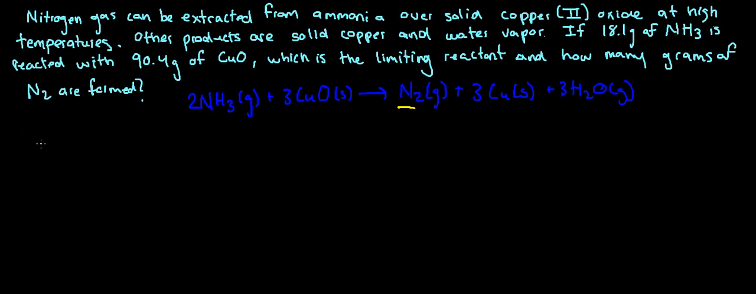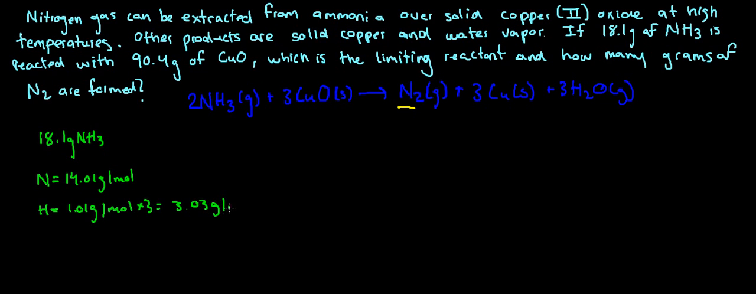I'll start with NH3. I have 18.1 grams. I need to figure out how many moles I have. Nitrogen is 14.01 grams a mole. Hydrogen is 1.01 grams a mole, times 3. Now I total these up for the molar mass of NH3, and this gives me 17.04.